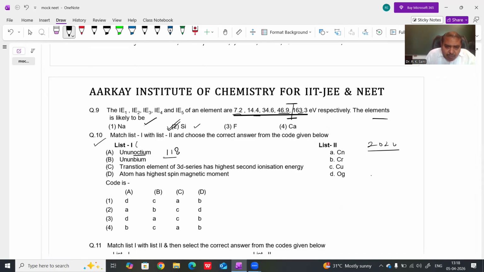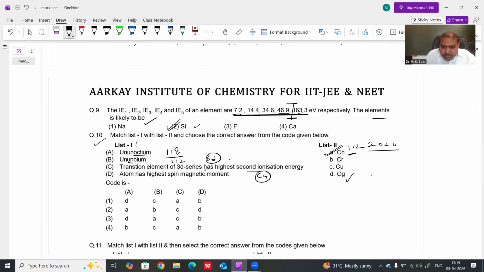Octium means atomic number 118, and it is an inert gas. Next, unbium. Unbium means atomic number 112, and it is the last element of the 6D series, and it is Copernicium, Cn 112.